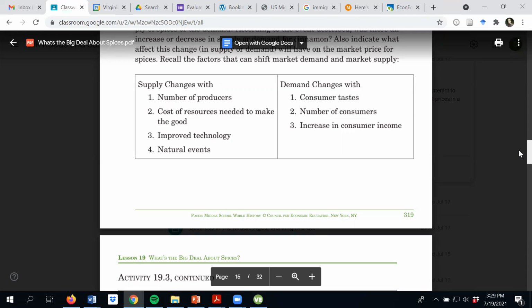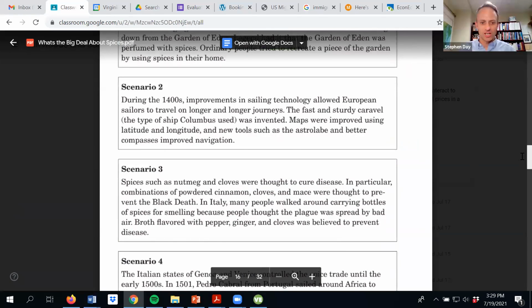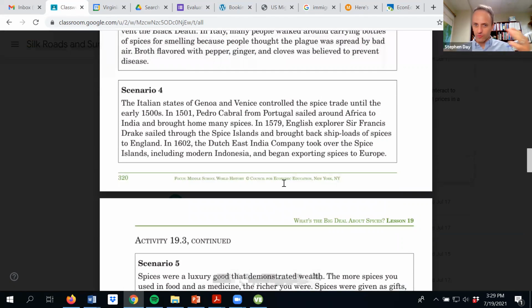Because it definitely would change the number of producers. But then again, it could affect the consumers' taste and then the number of consumers and then an increase in the income. Yeah, but you notice what you've done is you've identified consumers and income as an effect of the change in supply, right? Once these changes happen, once the spices start flowing, then it could increase their income, but that's second. The primary effect is going to be supply.